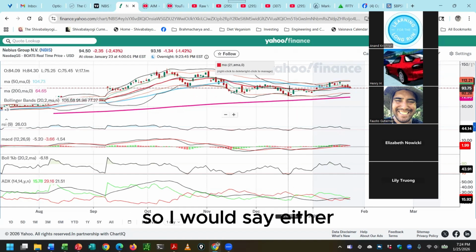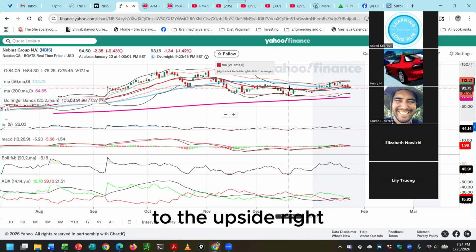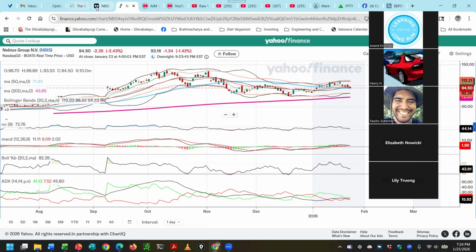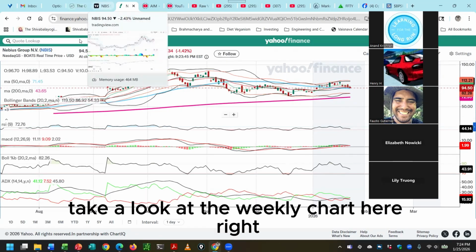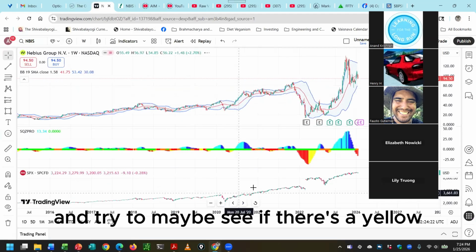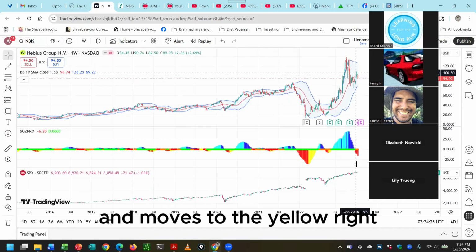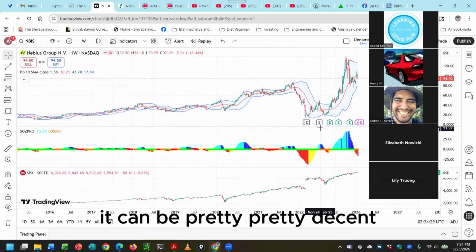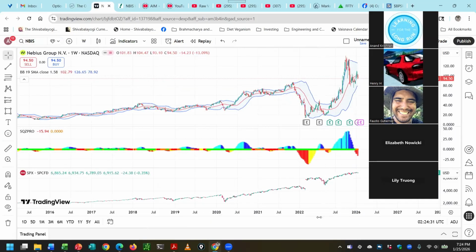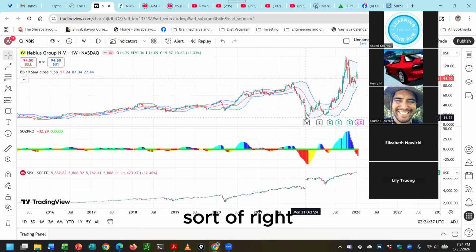So I would say either wait for it to get out of the reversion to the mean mode to the upside, or take a look at the weekly chart here and see if there is a yellow, because if it's at the averages and moves to the yellow, it can be pretty decent. And this could almost be considered a cup and handle, sort of.